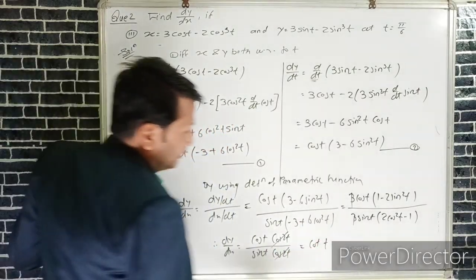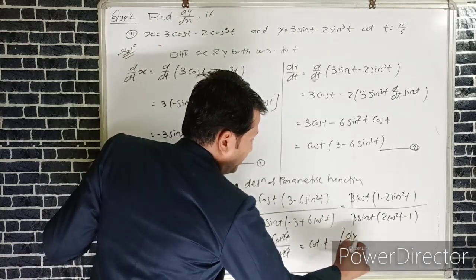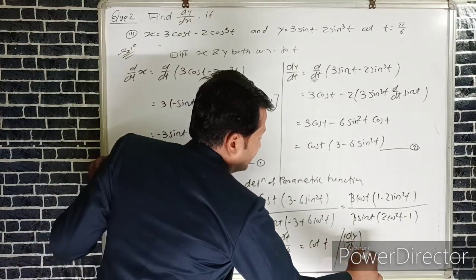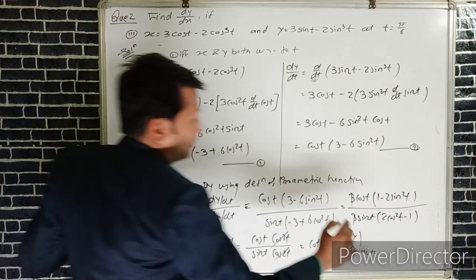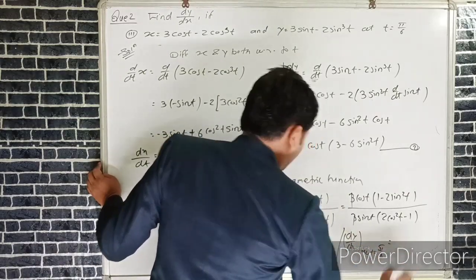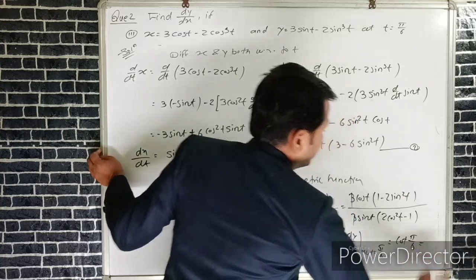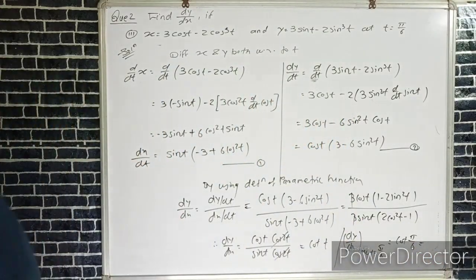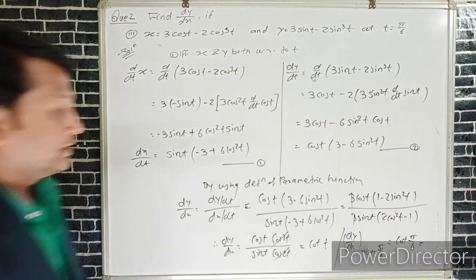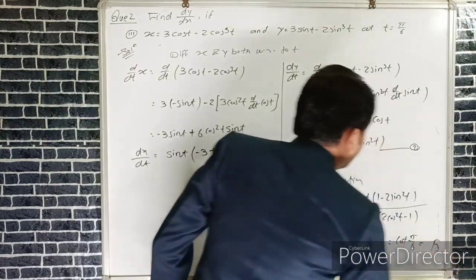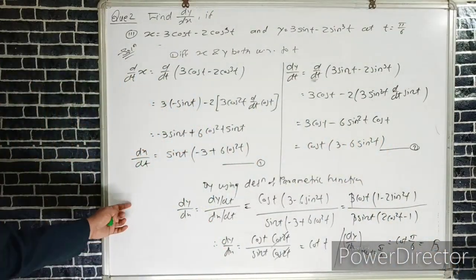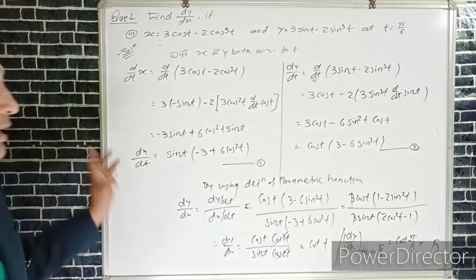Here we have to find the derivative dy upon dx at t is equal to pi by 6. Here we have to find the value of cot of pi by 6, and we know that the value of cot of pi by 6 is root 3, which is the required derivative of the given function dy upon dx.